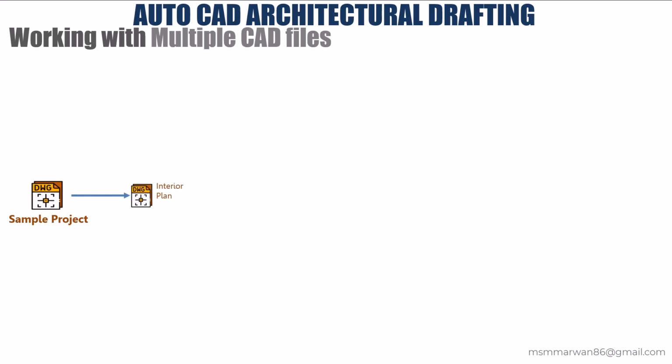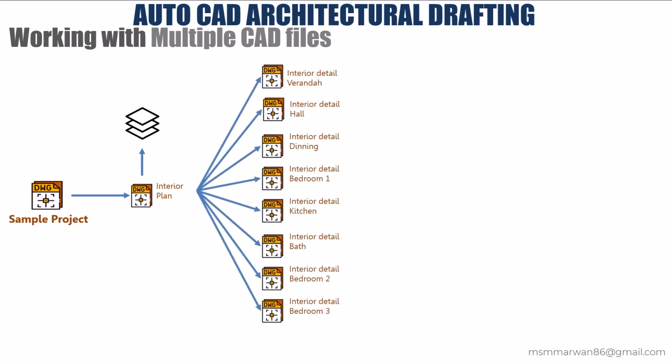I'm going to create a new CAD file and I'm going to name that as interior plan. And that interior plan file will be linked with the sample project using the AutoCAD's external referencing feature. Later, I can develop the interior plan drawings using the same CAD file. In the upcoming lecture series of this course, we are going to discuss regarding drawing preparation and plotting in great detail. Further, we can create multiple CAD files for interior detail for different spaces.